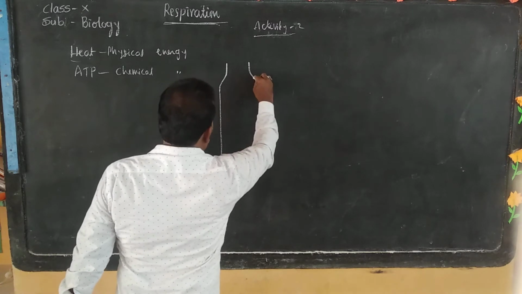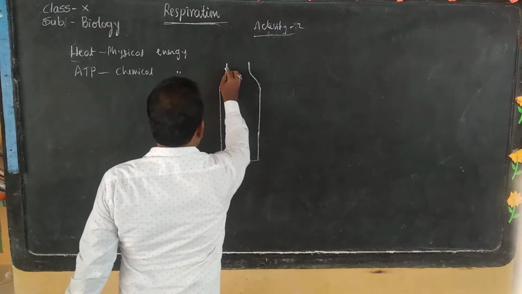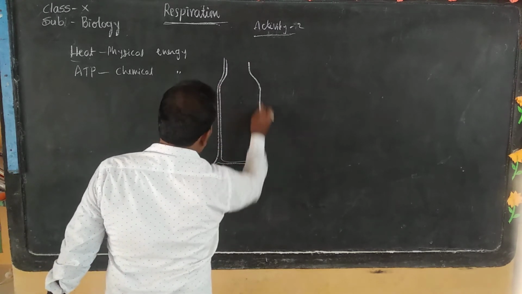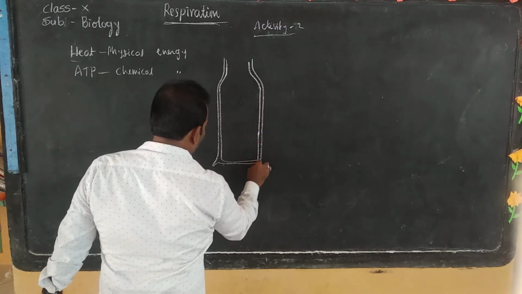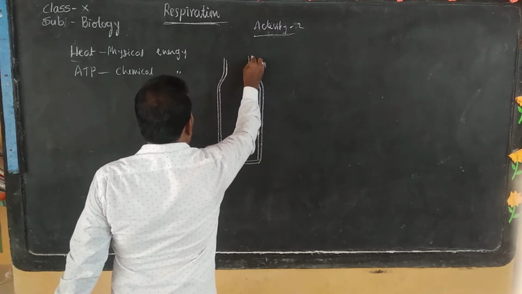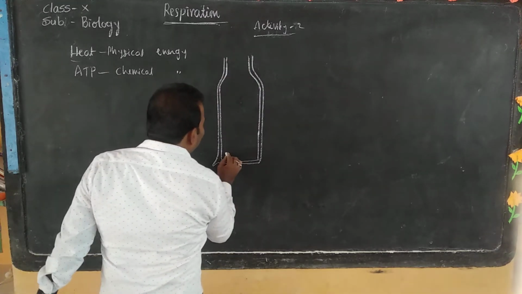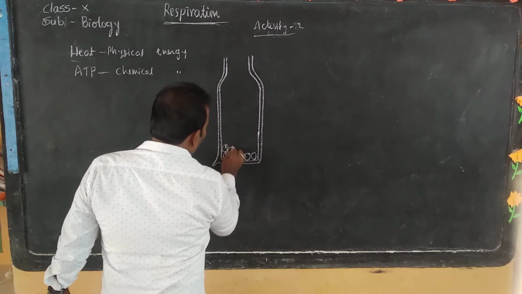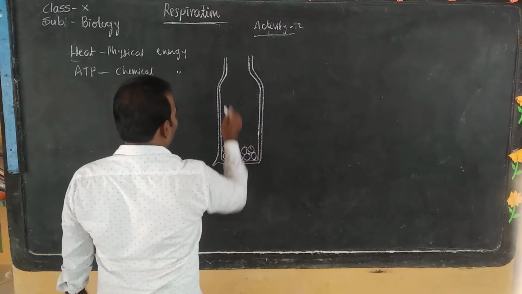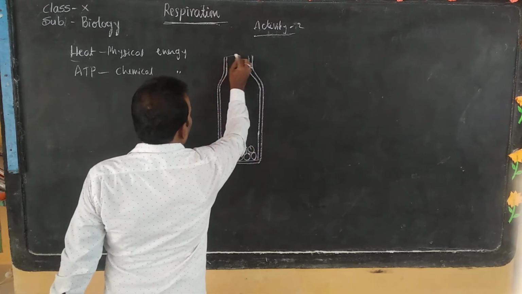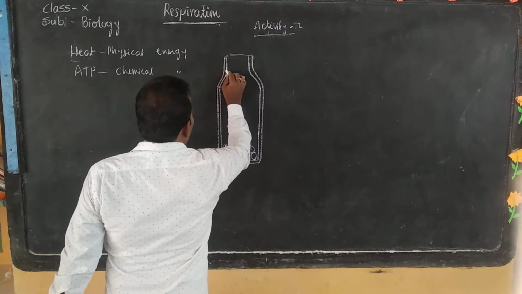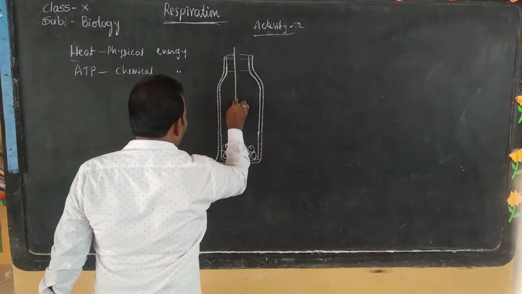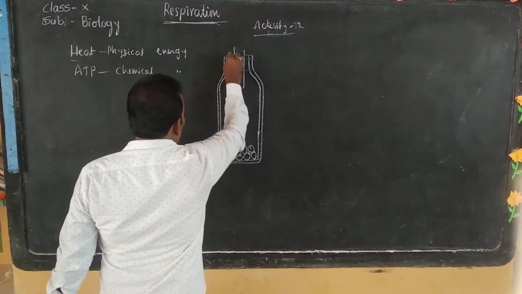Yes. Take one thermo flask. So this is the thermo flask. Take one thermo flask and keep a few germinating seeds into the flask. Then fix the single hole rubber stopper to the mouth of this thermo flask.